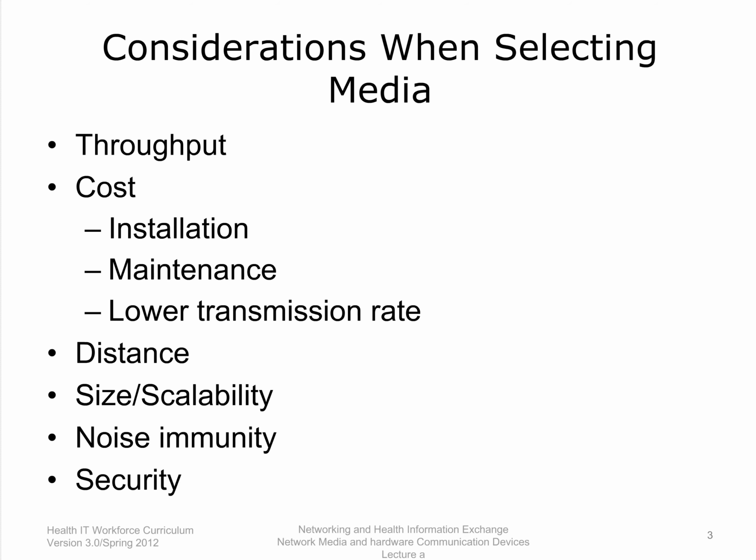You have to worry about noise. Copper cables are affected by EMI and wireless by RFI. Fiber is not affected by either. Conduit can be used to help protect copper cables from EMI. Security is also an issue. Wireless is more susceptible to security problems like eavesdropping than copper or fiber optic. Steps can be taken to make wireless networks as secure as wired networks.